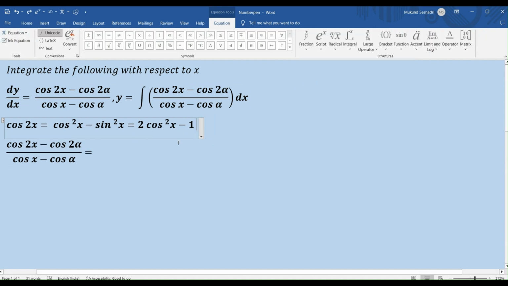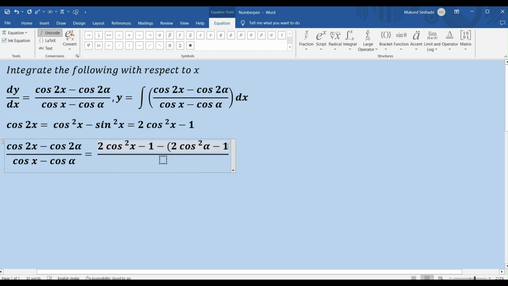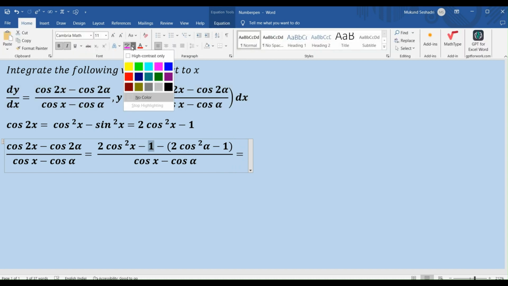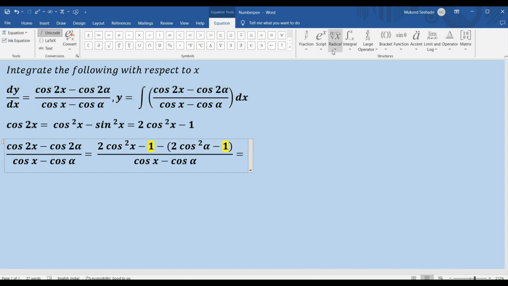So now I'm going to rewrite this. My cos 2x becomes 2 cos square x minus 1. Then I have a minus of cos 2 alpha, which is nothing but 2 cos square alpha minus 1, right? So there we are. And then I do not alter the denominator. I know that I can further simplify this expression. How can I do that? I see that my minus 1 and plus 1 get cancelled. I'm just highlighting this because I have a minus 1 highlighted in yellow and then I have a plus 1. These two get cancelled out and then I can rewrite my expression, and I have a much simpler expression now.